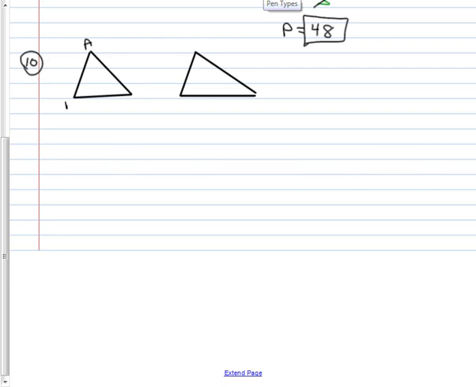ABC, JKL, AB is 12, BC is 18.4, KL is 6.9, JL is 5.6, not to scale, doesn't matter. Find the scale factor of ABC to JKL.